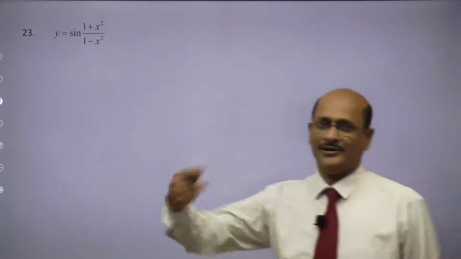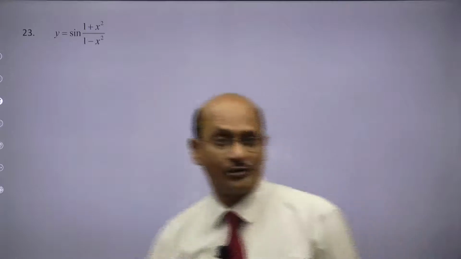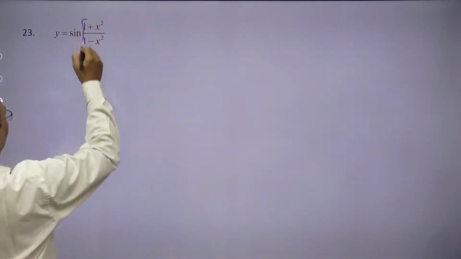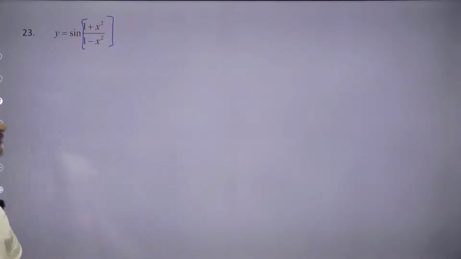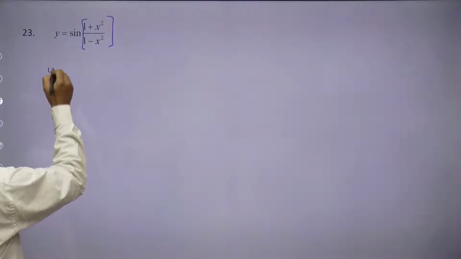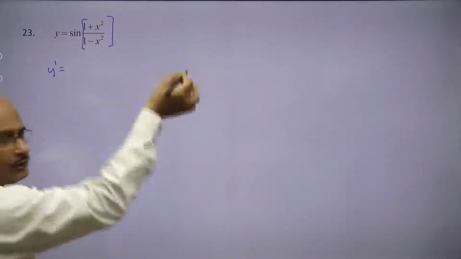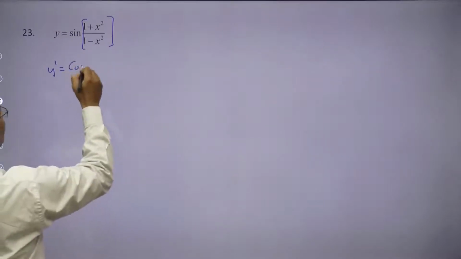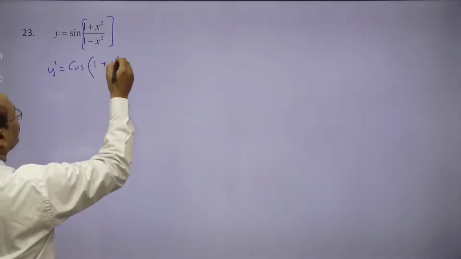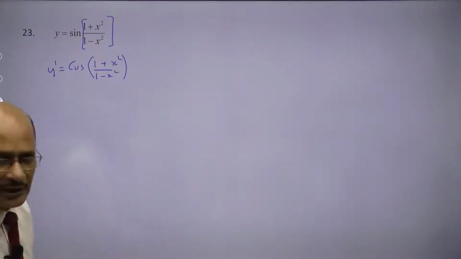Okay guys, now the level of the sums increases. Okay, very simple, but you have to stick to what I explained to you, right? This is sine of 1 plus x square upon 1 minus, so it's a single term function. So as I said, if I want to find the derivative y dash, first the outside derivative. What is sine of something? Sine of something is cos of something, so sine of anything will become cos of anything, right?